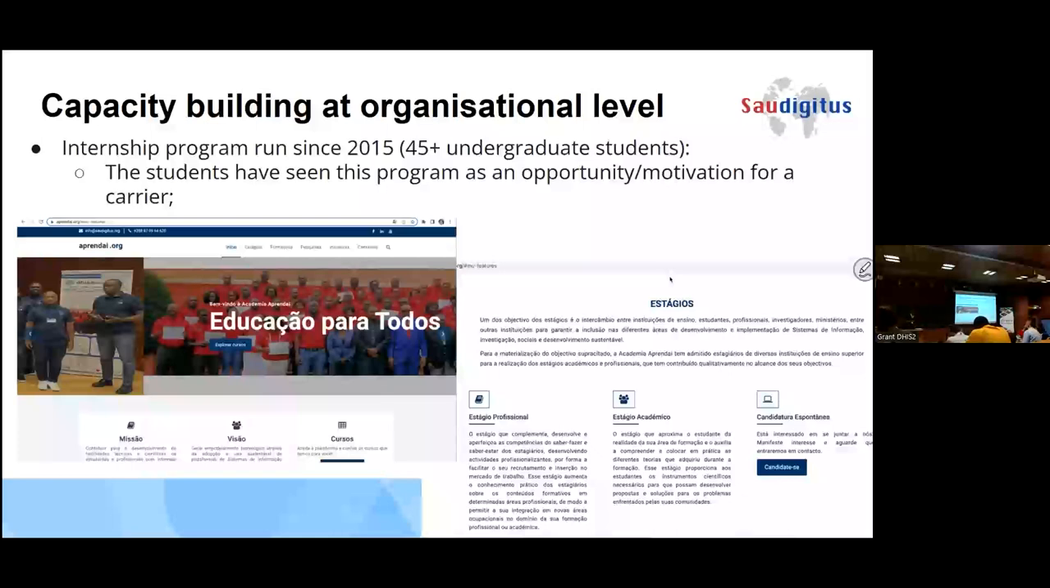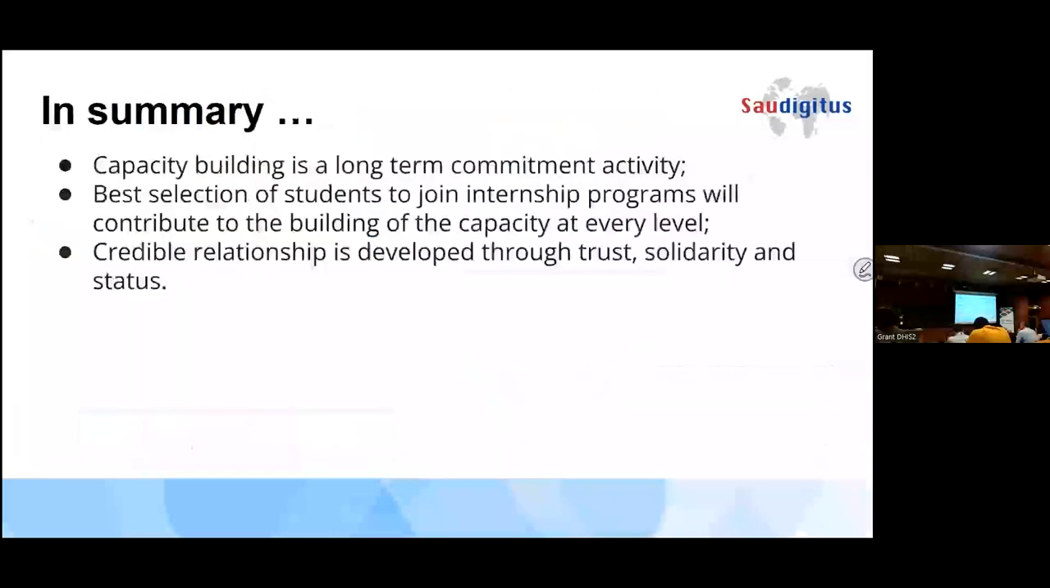because it's very easy to understand, based on this internship model, how we are operating, what the vision is that we have, and also to be able to sustain the process.